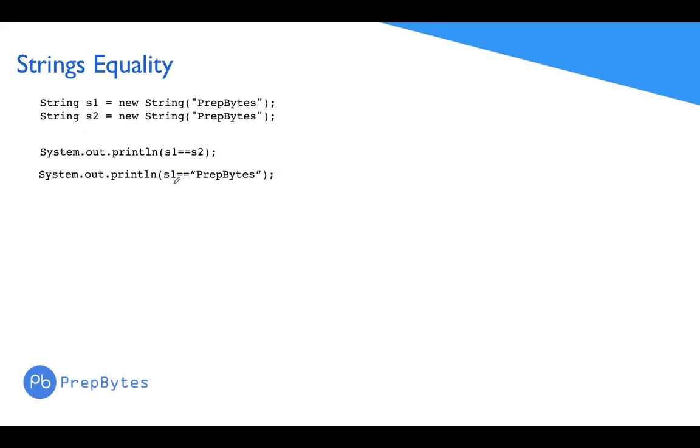Let's say I have done something like this. Now when we do this, again S1 is a different object and this prepbytes is a string constant. These two again are stored in different memory locations. So this will again give me false.